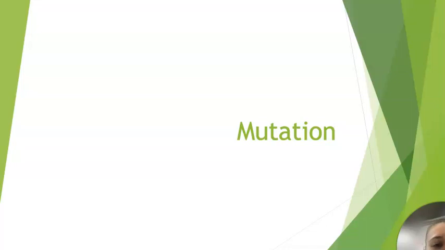Good morning, class. Today we're going to talk about mutations in DNA. So up until now, we've said that A always pairs with T and C always pairs with G, as long as we're talking about DNA. Today we're going to talk about what happens when this goes wrong, and this is called a mutation.